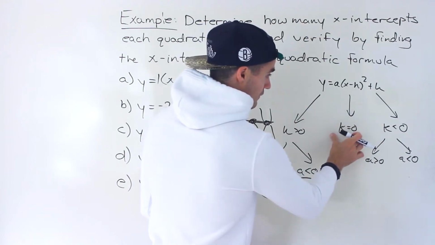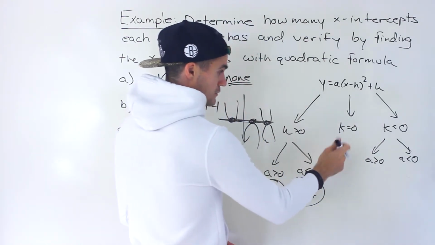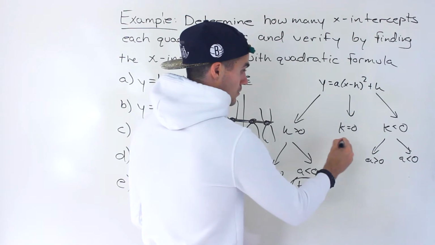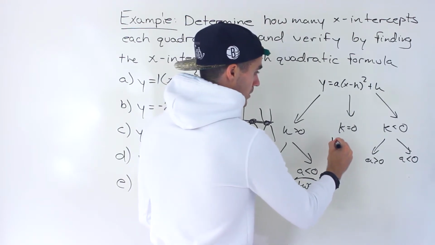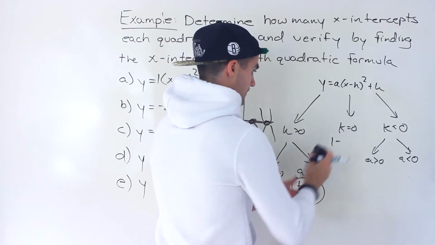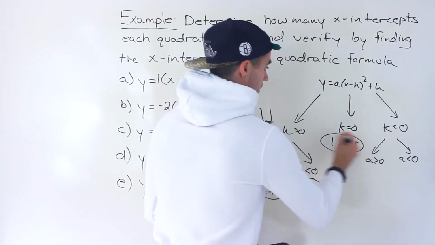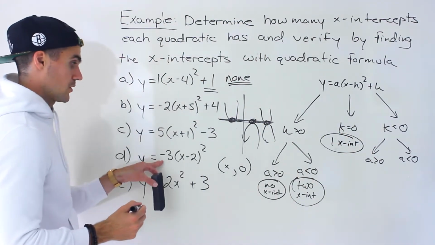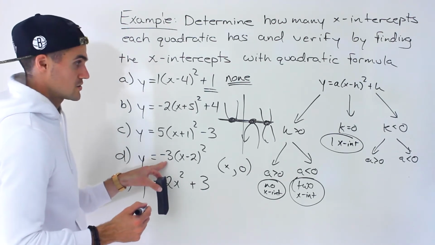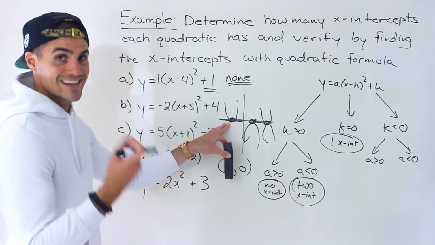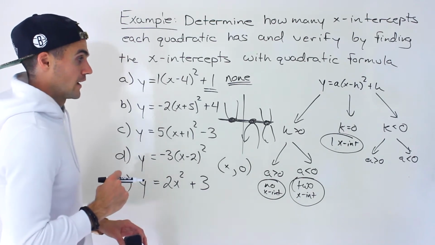So over here, the k value is 0. It doesn't matter if the a value is positive or negative. If the k value is 0, then we know there's only going to be one x-intercept in that case. So that's going to be part D over here, one x-intercept. It means that the vertex is the same as the one x-intercept.